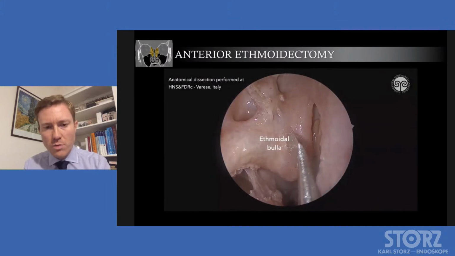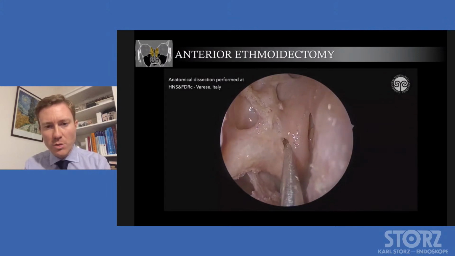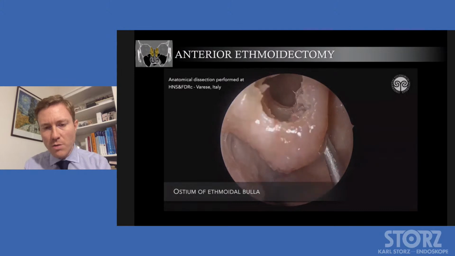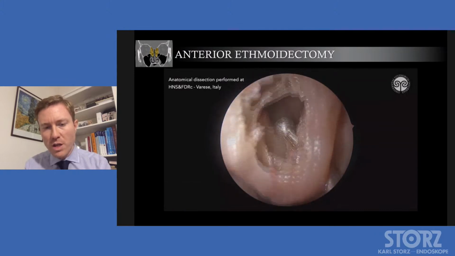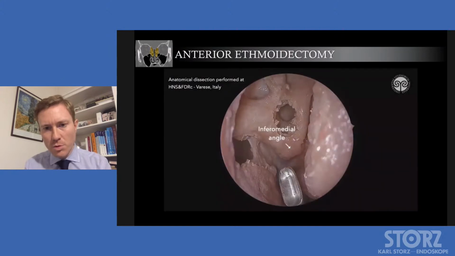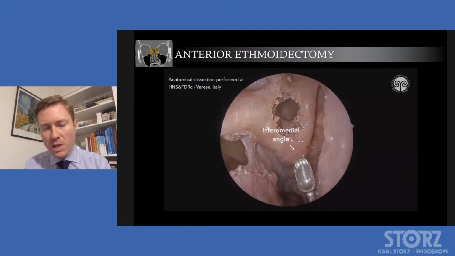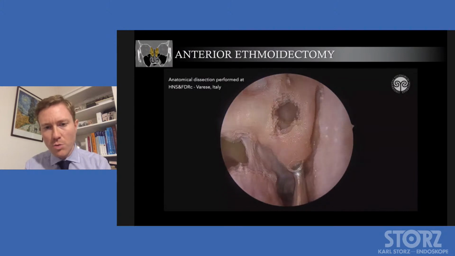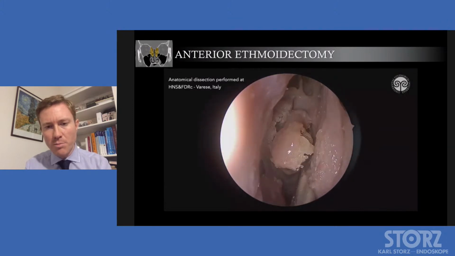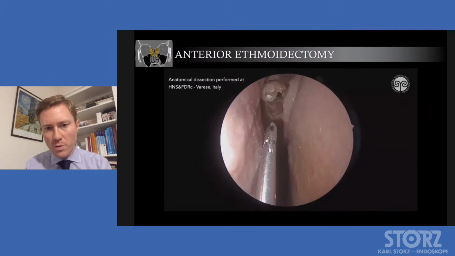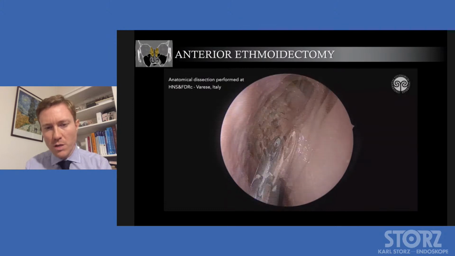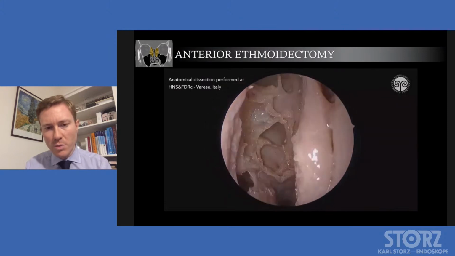And so we are now ready to do the ethmoidectomy. First, we open the bulla, and after that, we remove the bulla. This is the natural ostium of the bulla that is posterior to the bulla. And at the level of the inferomedial angle of the bulla, we are ready to remove this cell completely. It's important to remove the bulla completely, also the medial wall. You can see we are removing the bulla and cutting the mucosa completely.